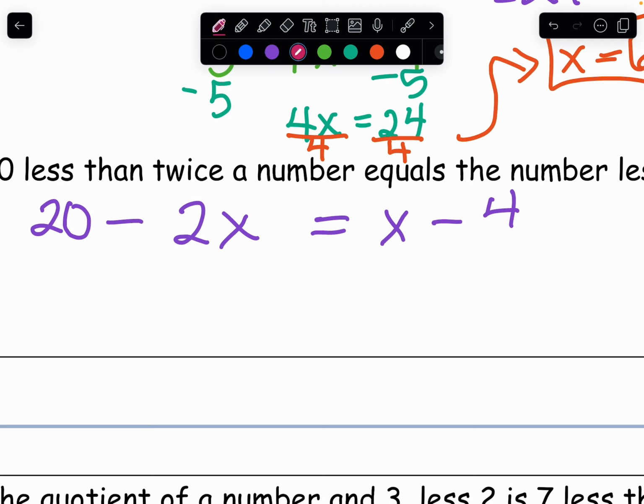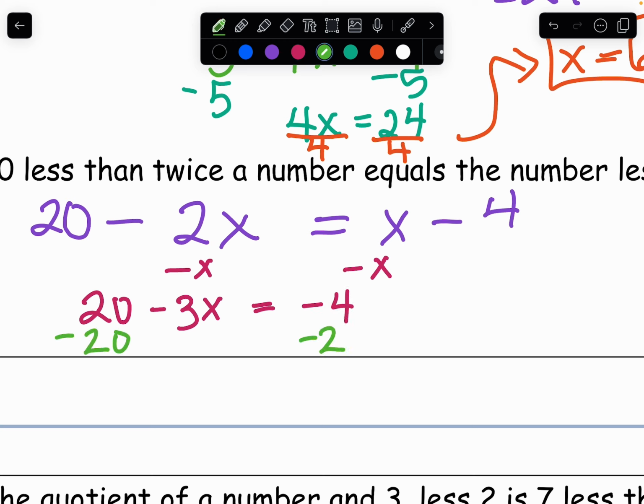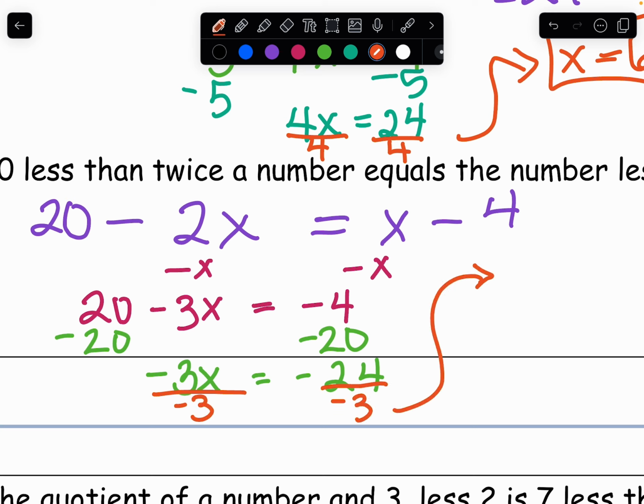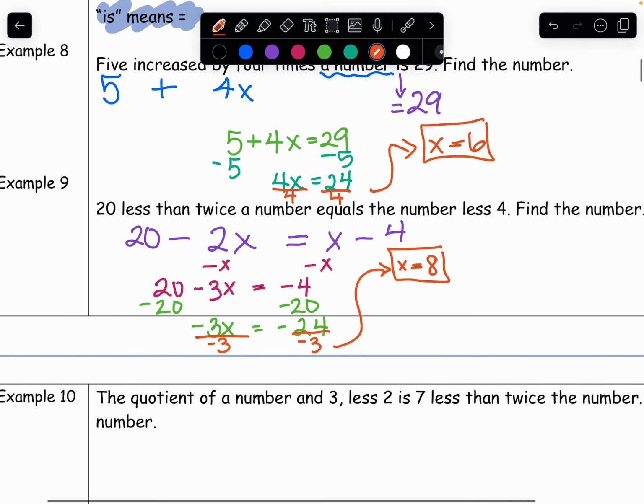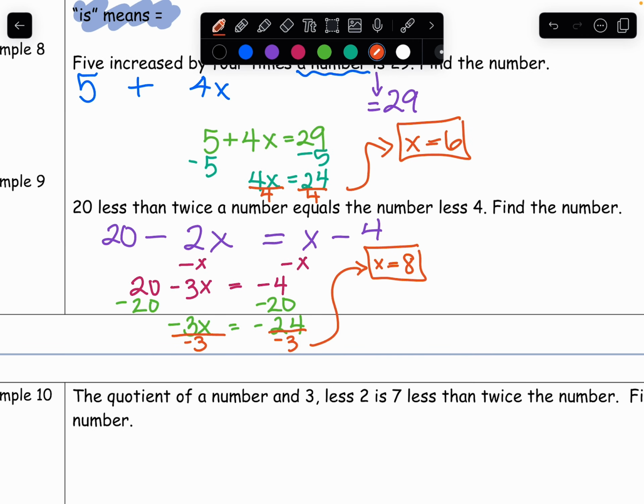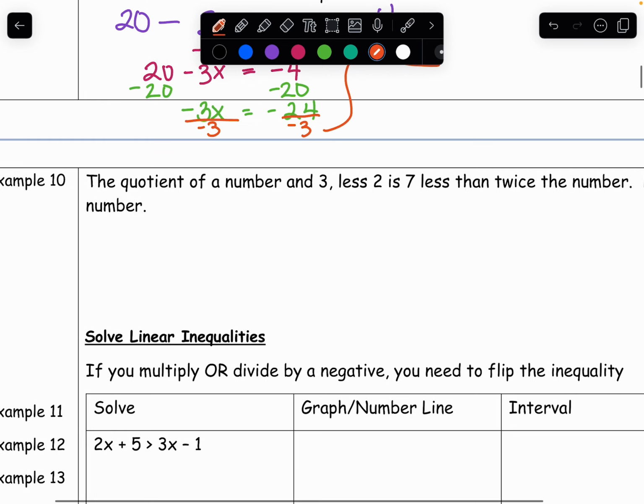So let's solve. I'm going to subtract x from both sides to get 20 minus 3x equals negative 4. I'm going to subtract 20 from both sides to get negative 3x equals negative 24. Dividing both sides by negative 3, the double negative becomes a positive. So 8 is our number. Okay, let's go to the next page.